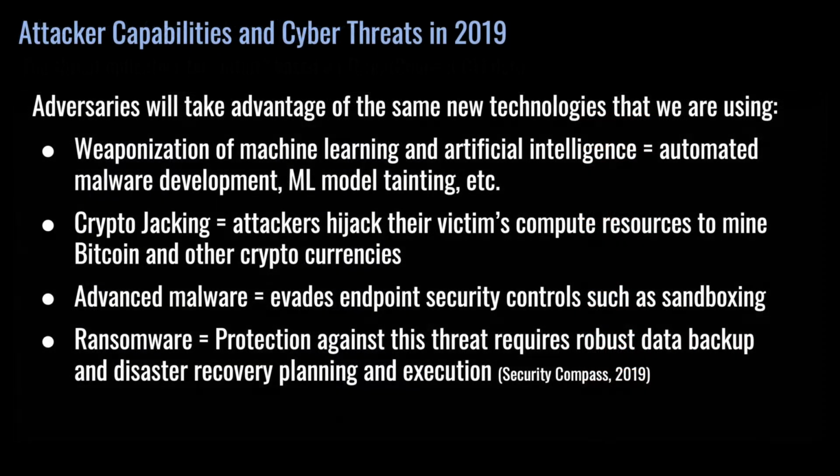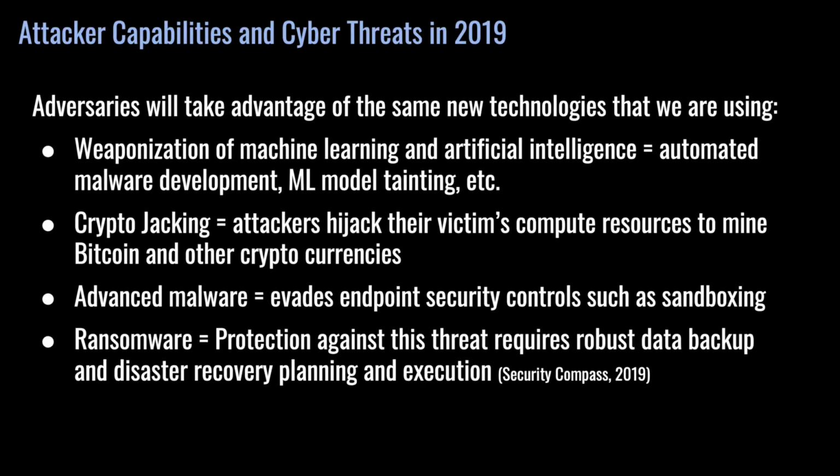Looking forward to 2019 and 2020, adversaries will be leveraging the same advancements in technology as we are. This includes the weaponizing of machine learning and artificial intelligence for things such as automated malware development and ML model tainting. Other attacker capabilities include cryptojacking, advanced malware, which can evade endpoint security controls, and continued threats from ransomware.